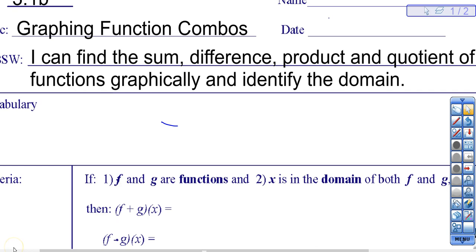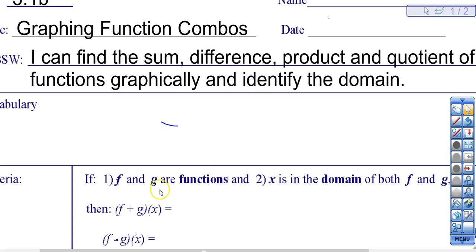Okay, so today's topic is graphing function combinations. And your instructional objective is that you will be successful when you can find the sum, difference, product, or quotient of functions graphically, something new. And you can identify the domain.